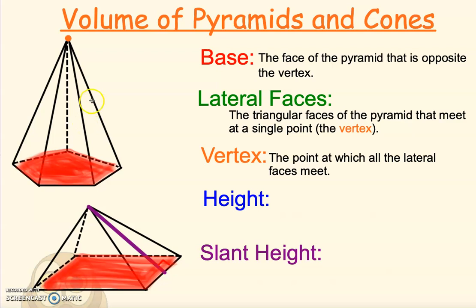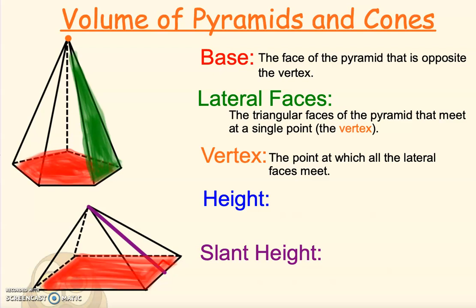So here in this pentagonal pyramid, we have 1, 2, 3, 4, 5 lateral faces. Let me paint one of them green for you. So here is a lateral face. Lateral faces for pyramids, they're always the triangles that meet up at a single point. Down here we have 4 lateral faces.